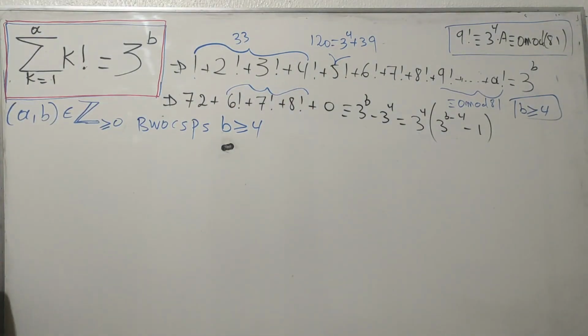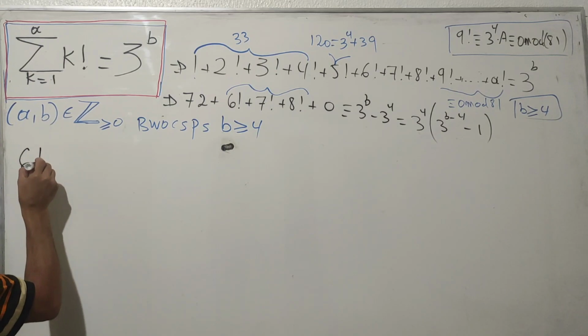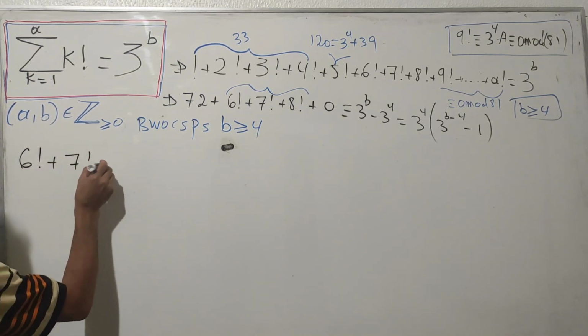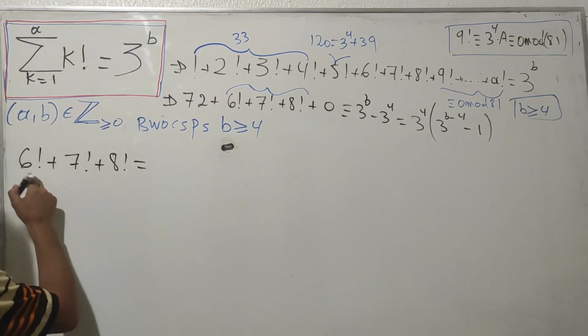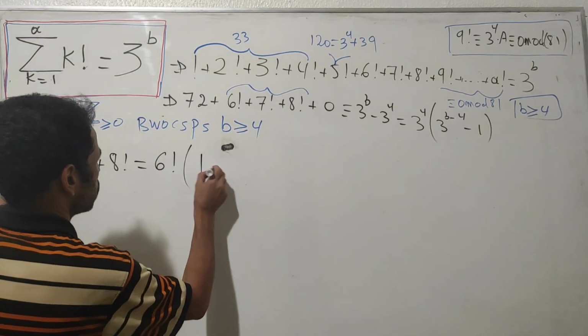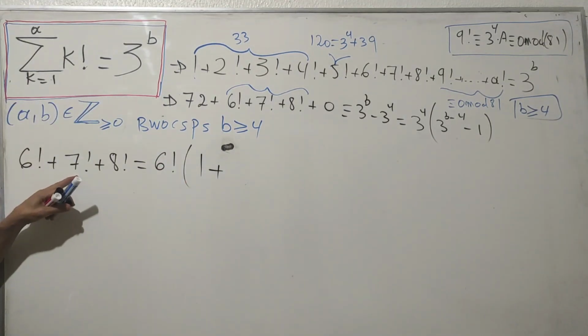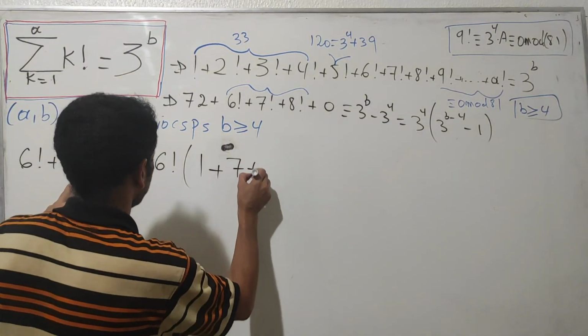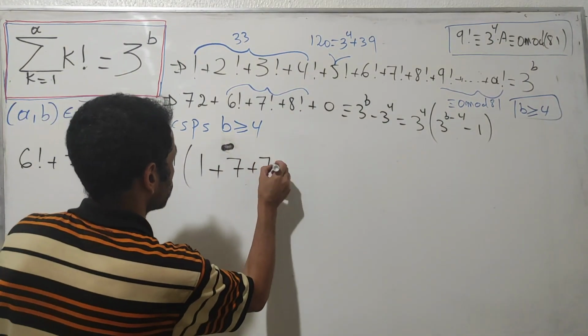So simply, I'm going to calculate these things. Let's do 6 factorial plus 7 factorial plus 8 factorial. I'm going to take 6 factorial as a common factor. 6 factorial. This one will be multiplied by number 1. This one will be multiplied by number 7. This one will be multiplied by 7 multiplied by 8.